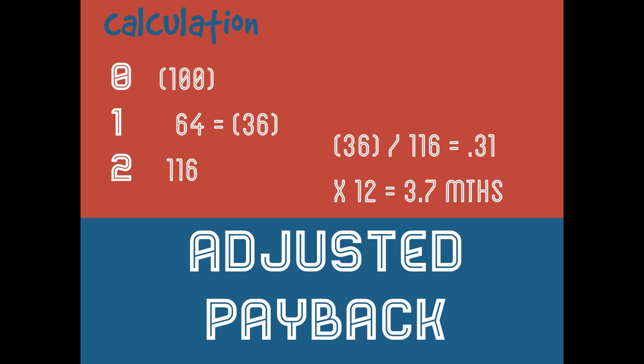Simple payback suggested a year and 2.5 months. This one's longer because we've added in some risk. We've incorporated some risk. Okay, that's how it's done.